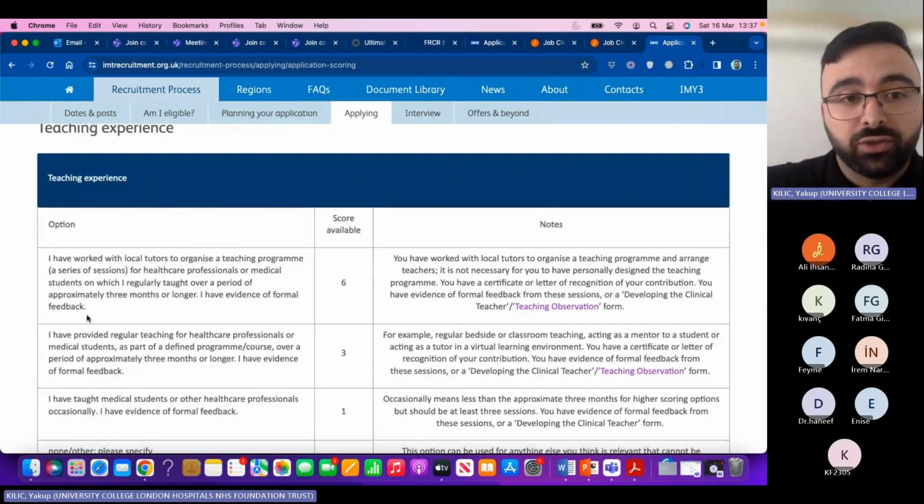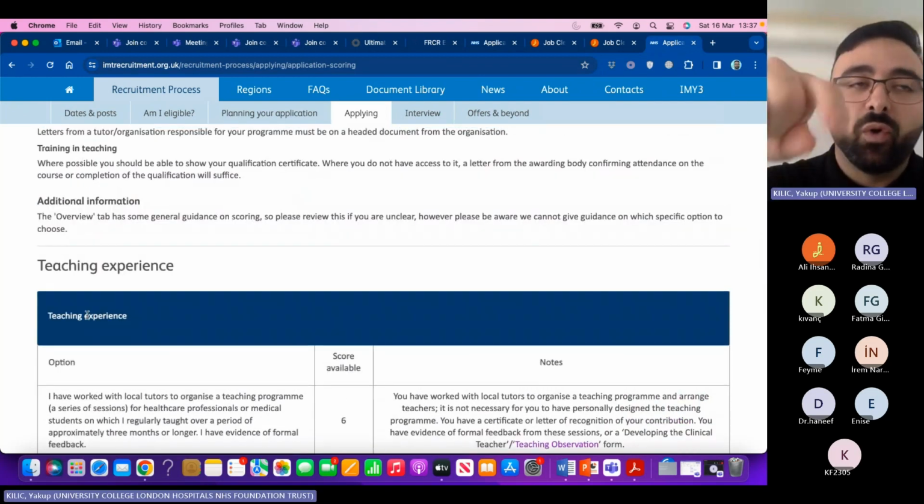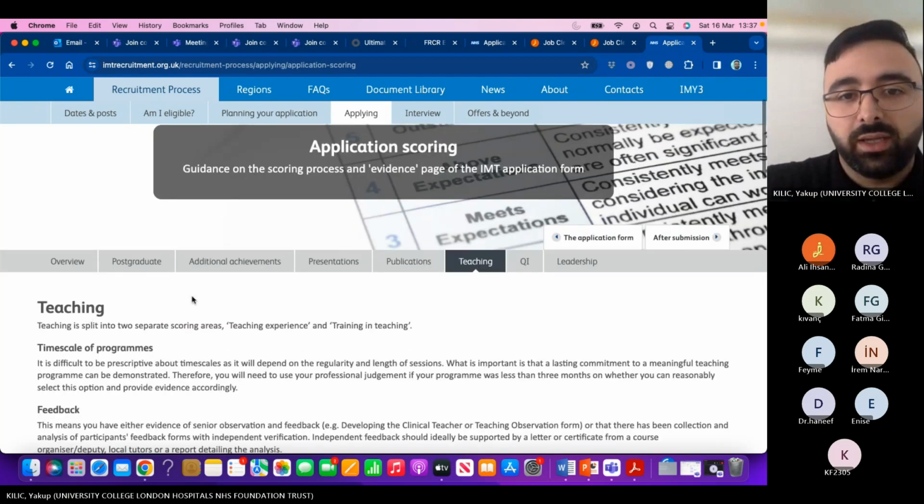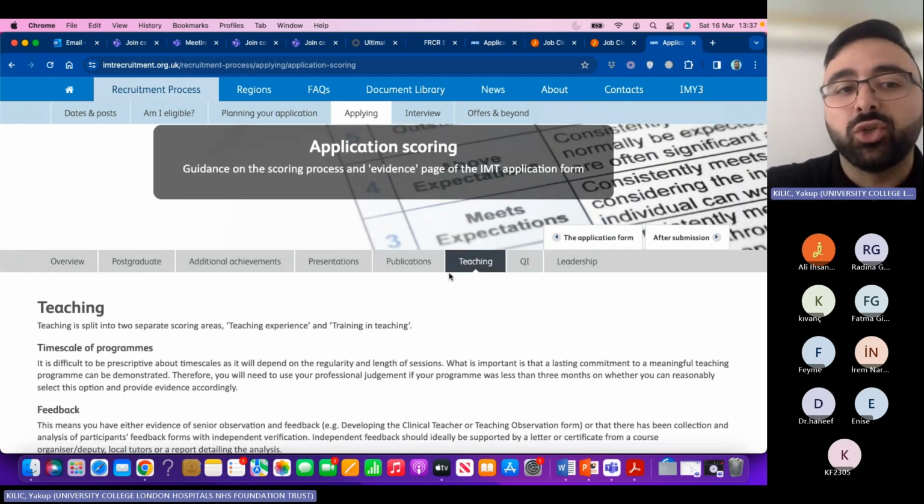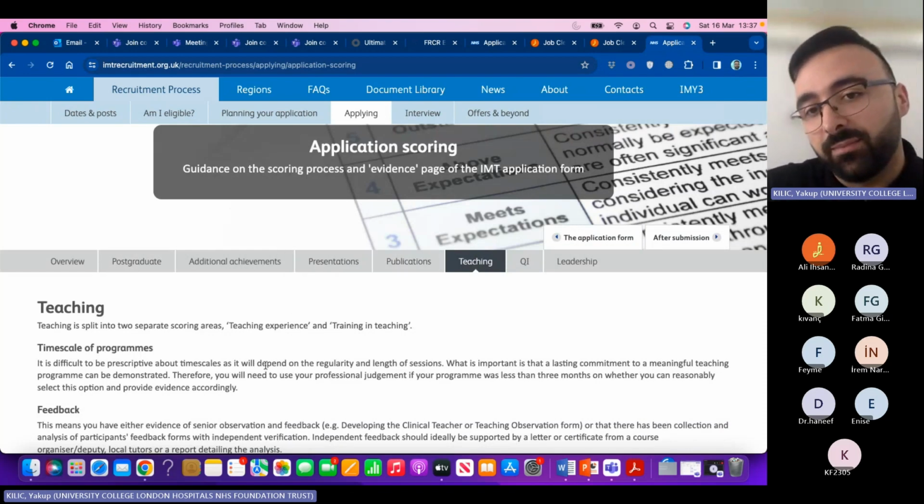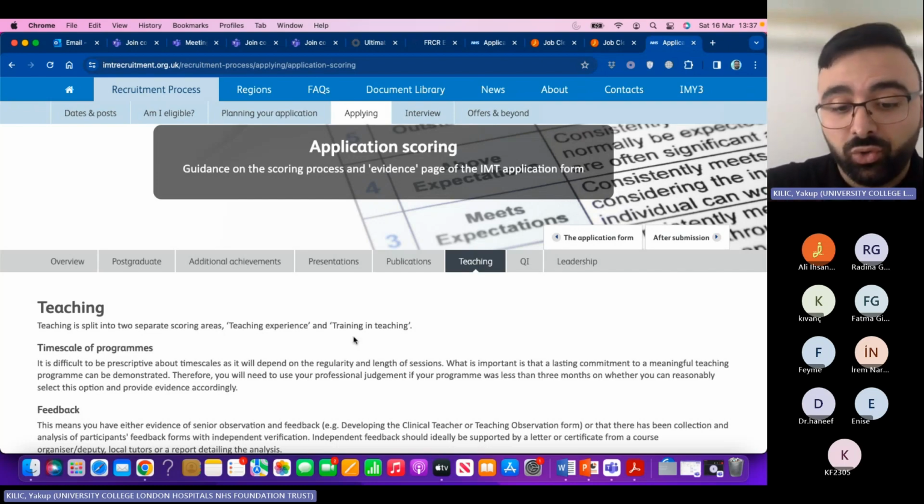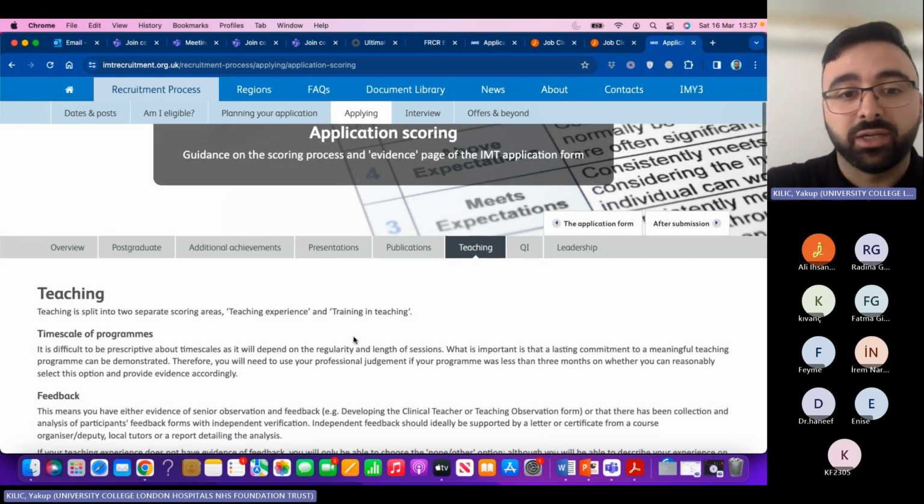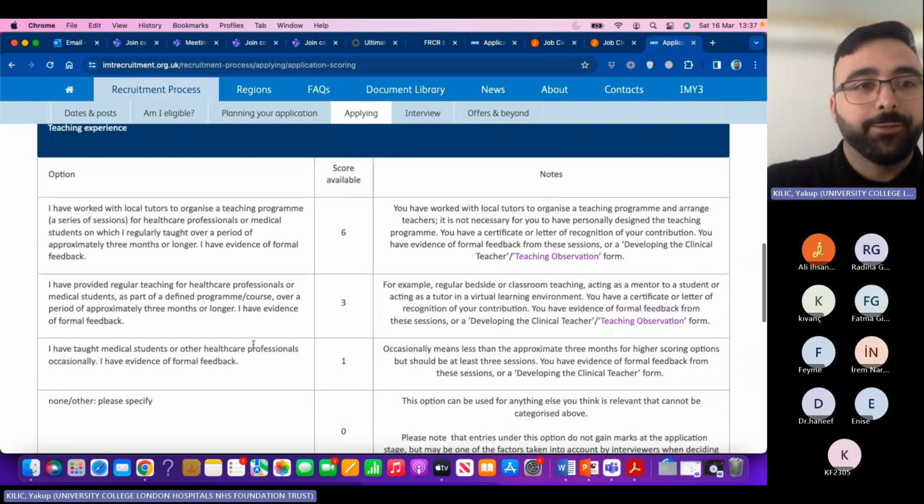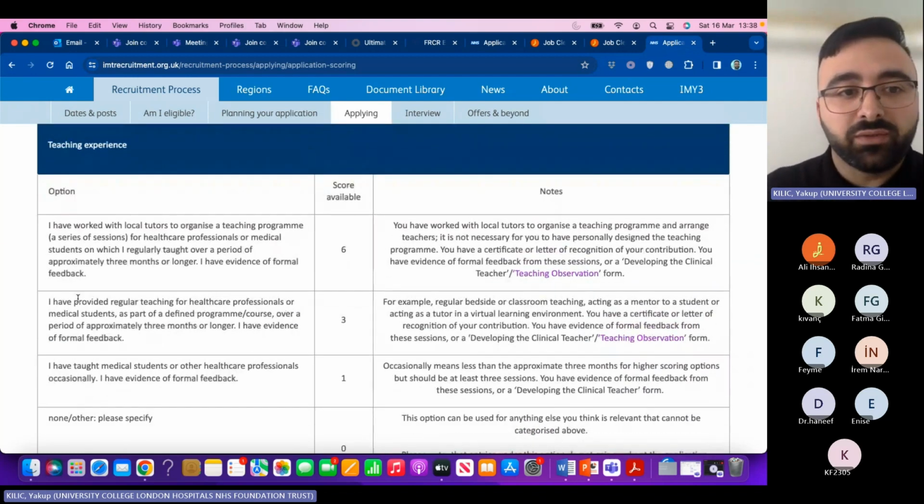And also, sorry to mention, if you've awarded yourself something in, for example, teaching, you can't use it in other sections. So each section is measured differently and pointed differently. So you can't use one qualification in 2 different subsections. That's very important to know. So teaching experience, if you've worked with local tutors to organise a teaching programme for healthcare professionals or medical students on which you regularly taught over a period of 3 months or longer and have feedback, that's 6 points.